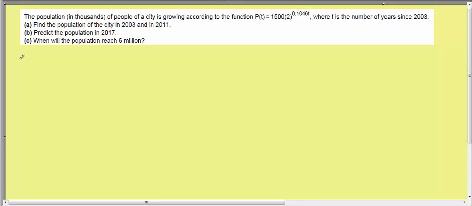So we're wanting to find the population in the city in 2003 and in 2011. A couple of things to keep in mind. This function is for the population in thousands of people. So let's find the first one, and I'm going to explain why that matters.